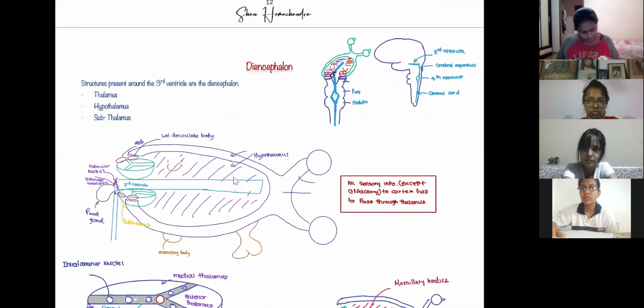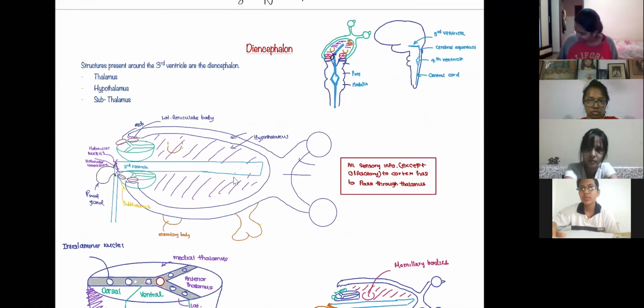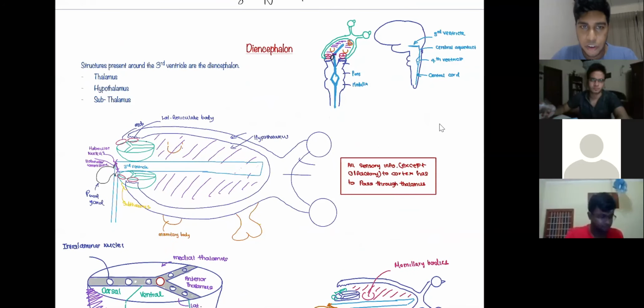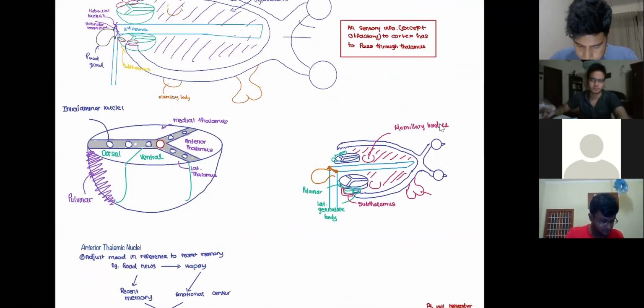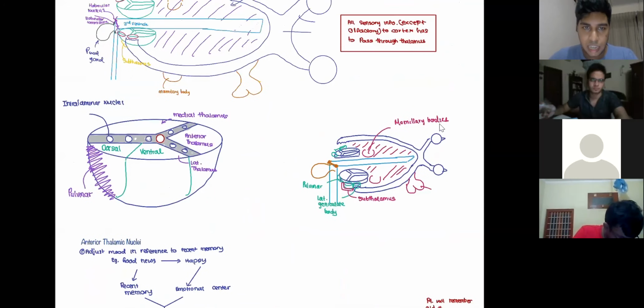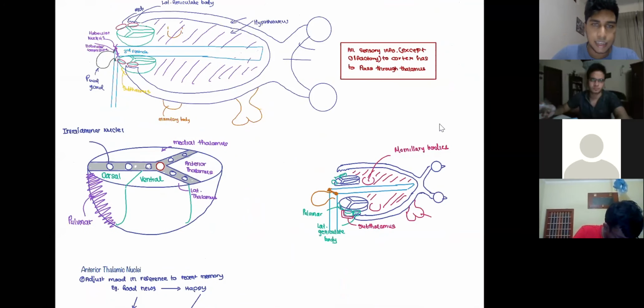I'm doing a combination of both anatomy and neurology because I'll be giving the anatomy part first. The relevant anatomy for each section, I will give that first. Then I will do the remaining part, like I will tell you how to correlate that clinically.